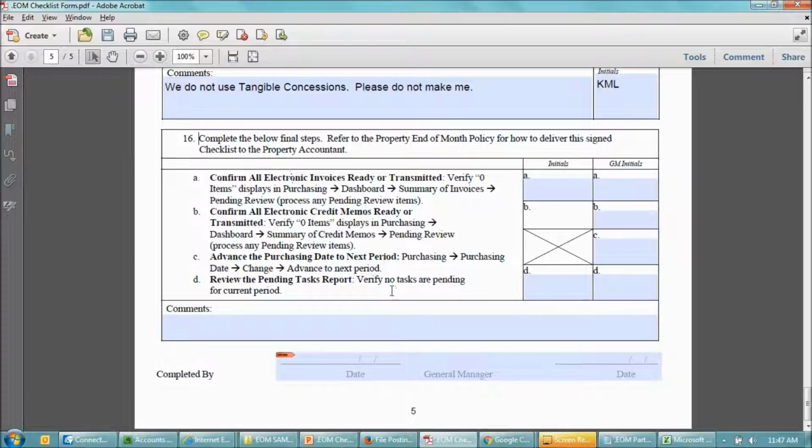The 16, last but absolutely not least, because we still have 1, 2, 3, 4 to go technically. You do want to complete these below steps, which do not necessarily reflect in any report, but rather a few utilities. So the first one to do is confirm that all electronic invoices have been entered.